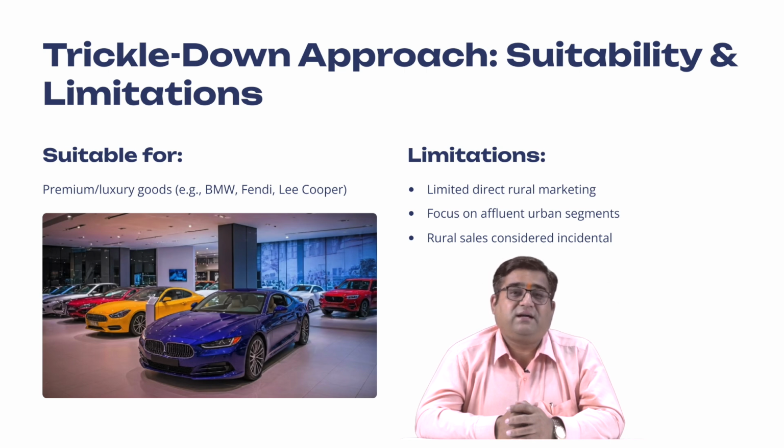However, the trickle-down approach has clear limitations. It ignores the diversity and complexity of rural consumers. It also assumes that aspiration alone can replace targeted engagement, which may not always be true, especially for essential, low-cost or fast-moving consumer goods. Interestingly, while companies using the trickle-down model may not be deeply invested in rural marketing, many of them actively participate in rural development through CSR initiatives.